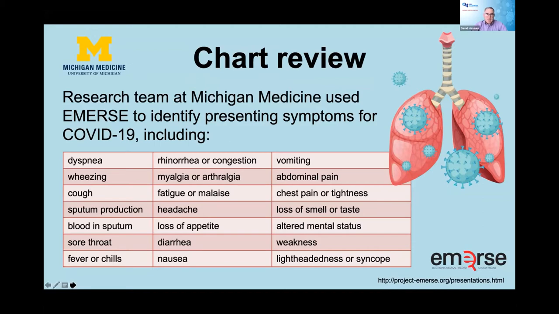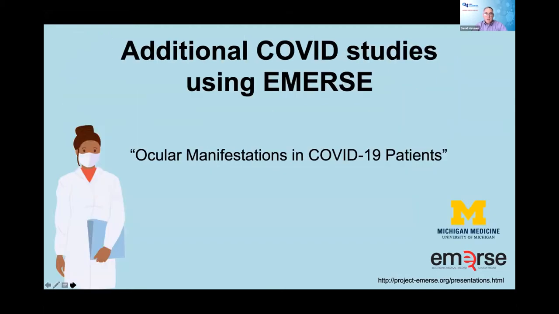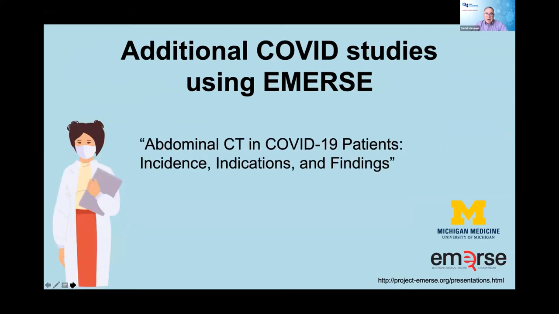But I think it's been discussed already in even this meeting that things like symptoms are generally not coded, and you need some way to go through the free text to pull them out. So it could be an NLP tool, or it could be a tool like EMERS where you can enter these terms and have it highlighted wherever they appear in the medical record. We've had other studies, so I'm not going to get into the details, but one, ocular manifestations in COVID-19 patients, abdominal CT in COVID-19 patients, incidents, indications, and findings. So these are just different studies that are currently ongoing where people have been using EMERS to find various data elements that are in the notes.